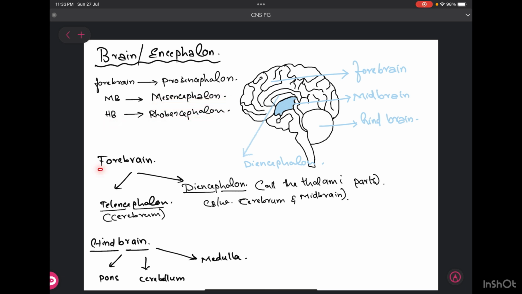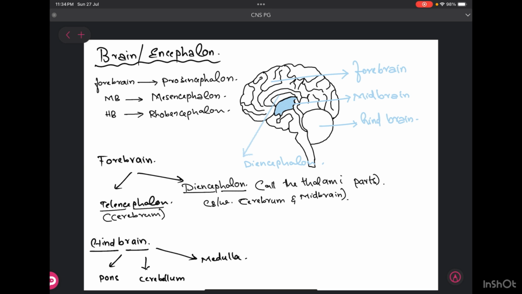The forebrain is again divided into telencephalon and diencephalon. What is telencephalon? Telencephalon is nothing but the cerebrum. The 2 cerebral hemispheres are called the telencephalon. And what is diencephalon? This is the diencephalon. This is the part between the forebrain and the midbrain, that is the part between the prosencephalon and the mesencephalon. The diencephalon consists of all the thalami. All the thalamus are included under diencephalon. I guess this much is clear. And our poor midbrain, it is not at all divided, thank God.